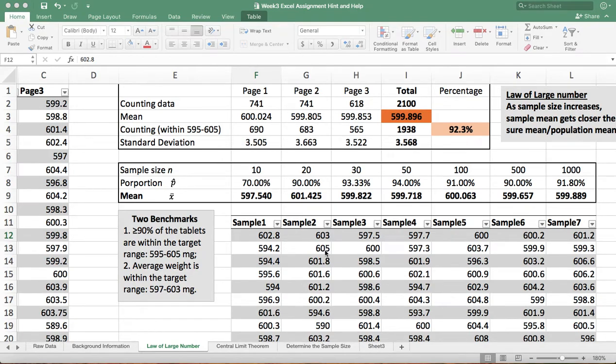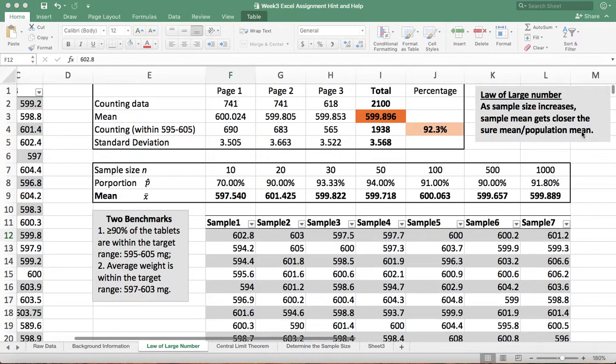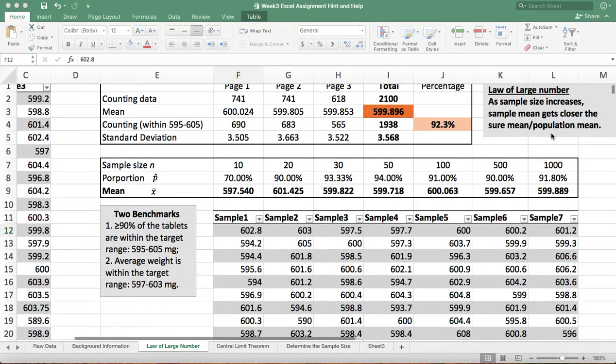I am going to draw a sample from population, but how many numbers am I going to draw to represent the population? To answer this question, let's go back to the two principles in statistics. One is the law of large numbers. As sample size increases, the sample mean gets closer to the true mean, the population mean. What does it mean?